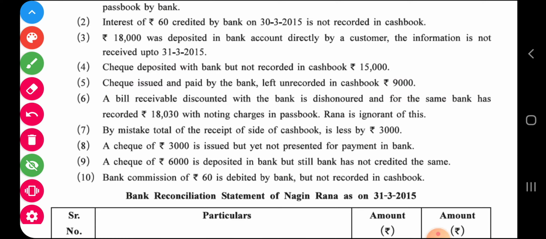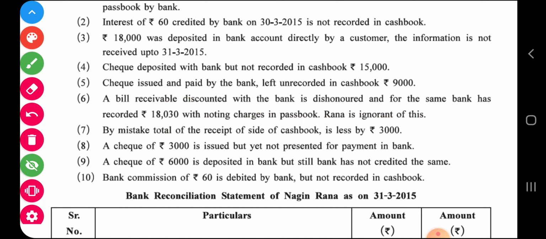Number 6, a bill receivable discounted with bank is dishonored, and for the same bank has recorded 18,030 with noting charge in passbook. Rana is ignorant of this. So 18,030, when the bill is dishonored, that means this amount has been debited by bank. So 18,030 which is debited by bank, that we have to credit in the cash book. So 18,030 તમારે credit કરવાના.